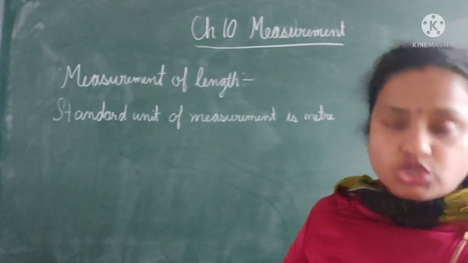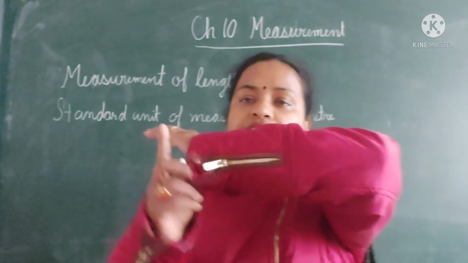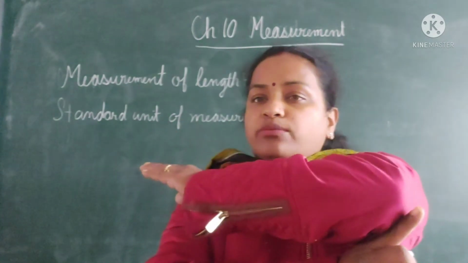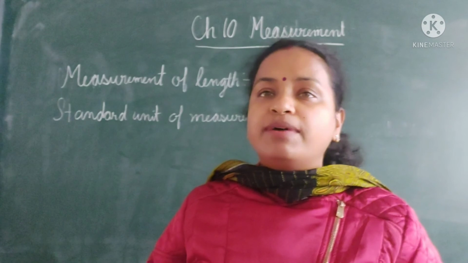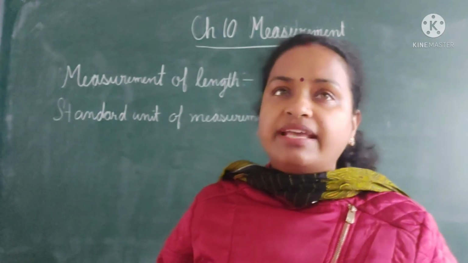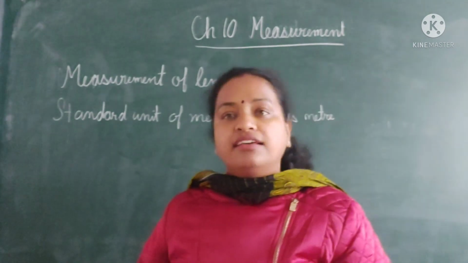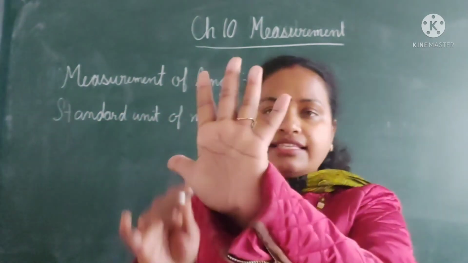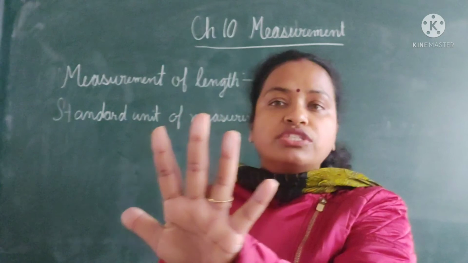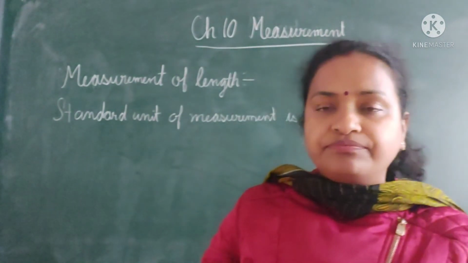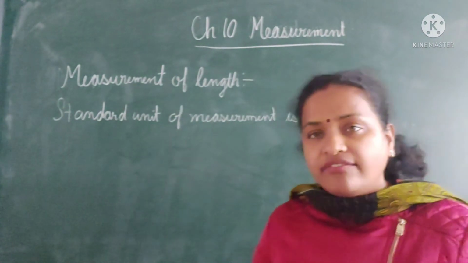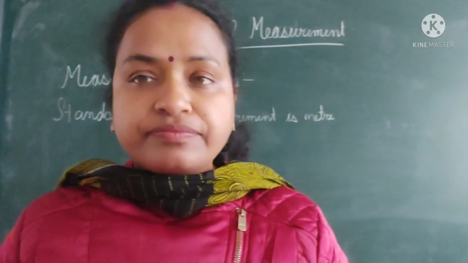Then they used the cubit. What is a cubit? From here to here, that is 1 cubit. That also differs from person to person; it doesn't remain the same. The third one that came was the foot span. As you take the hand this way, in the same way the foot was used for measuring length. But the foot also has different sizes for different people.